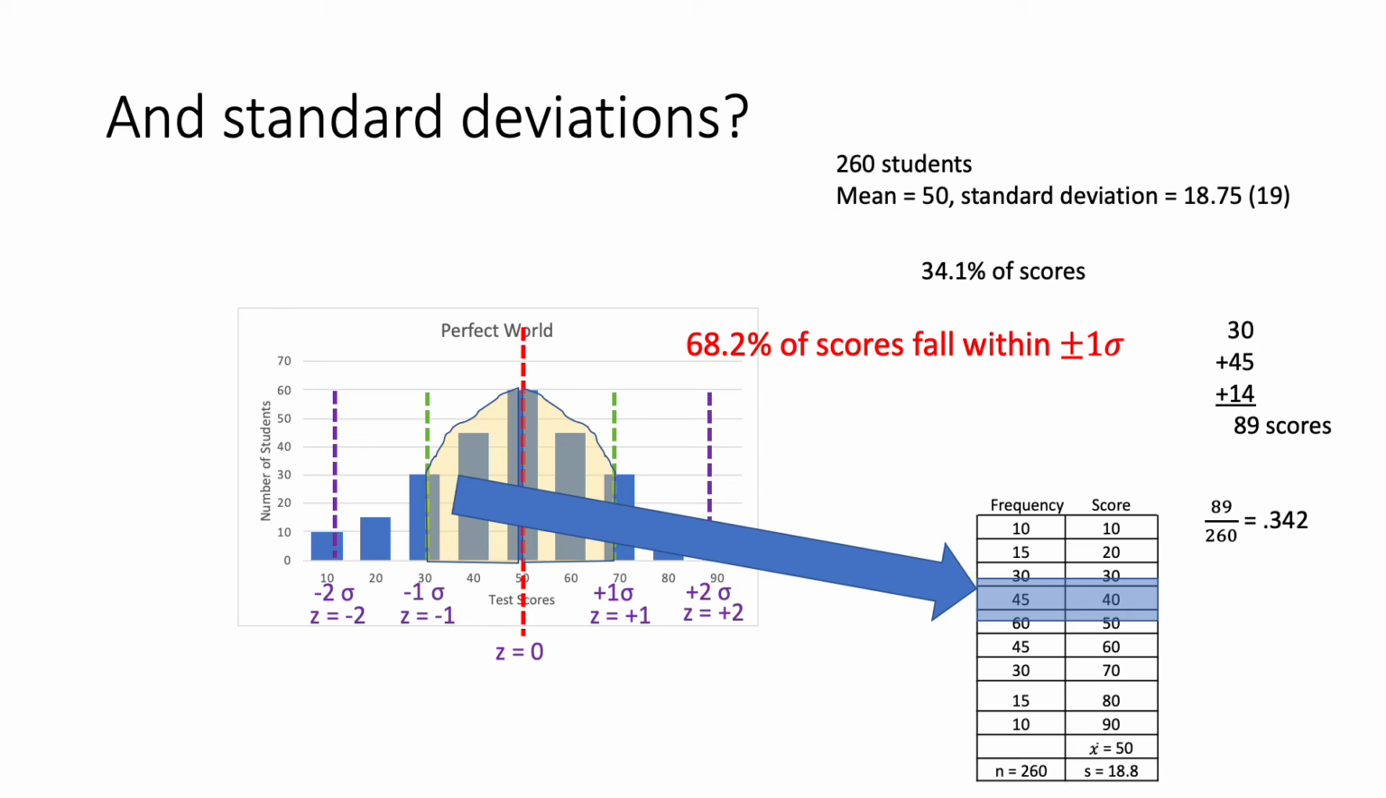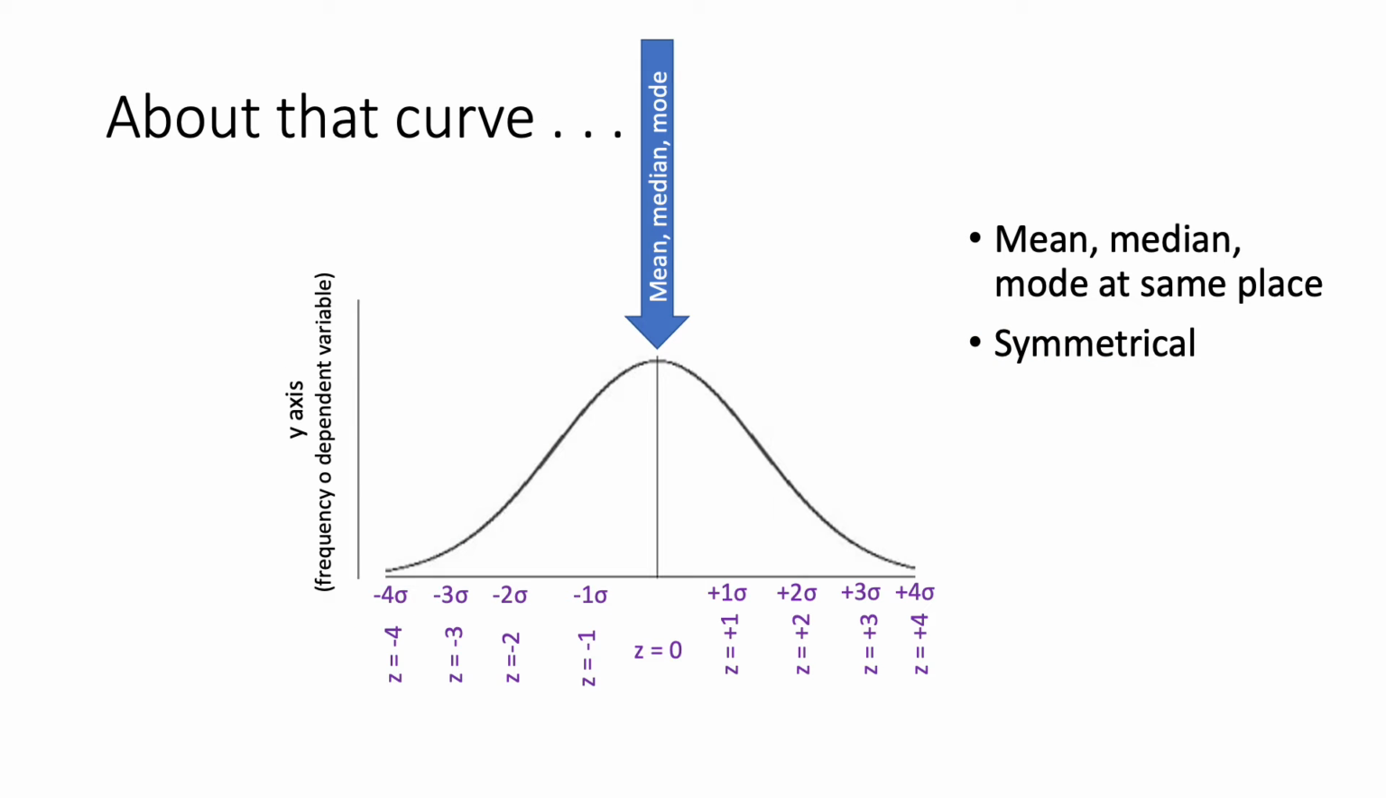So we can say that 68.2% of all the scores, when it's normally distributed, fall within one standard deviation, either above the mean or below the mean. So often you will see it written out this way. You can see here's one standard deviation, 2, 3, 4, and there's their z-scores. So we say that 68% of the scores, well, it should be 68.2 something, are within one standard deviation, either above or below the mean.